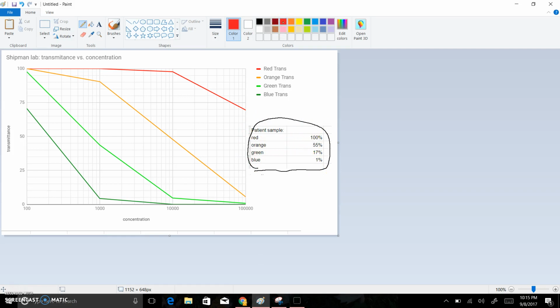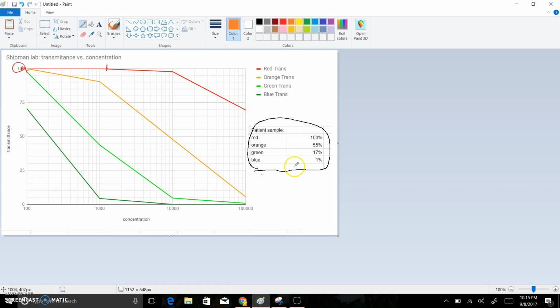Let's look at the red first. It says 100% transmittance for the red. For 100% transmittance for the red, that's my red color up here. Here's 100% transmittance. It could really be any concentration from here to here. That's not super useful, so let's move on to the next one, my orange one.